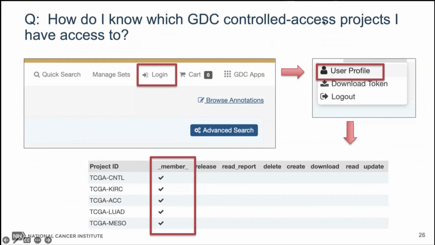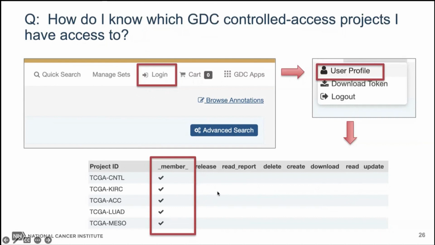So let's say you have access to projects and you want to see which ones you have access to. You can do this by logging into the GDC data portal by clicking login. An NIH login screen pops up and you type in your credentials. Once you're done with that, your login will be replaced with your name. You will click on that and you will click on user profile, and that will show you something like a TSV looking thing with some check marks.